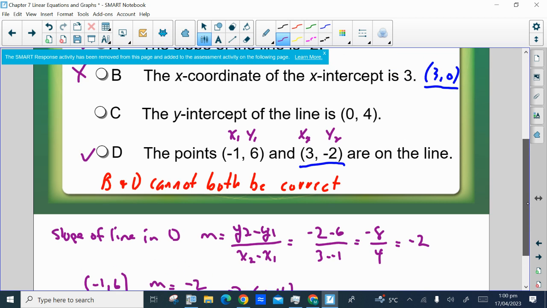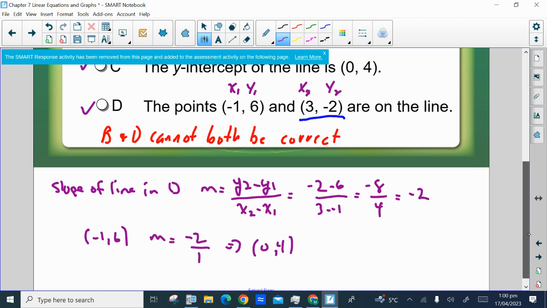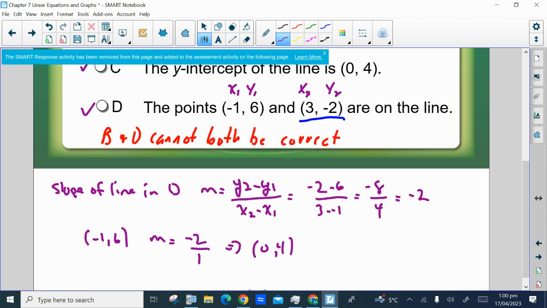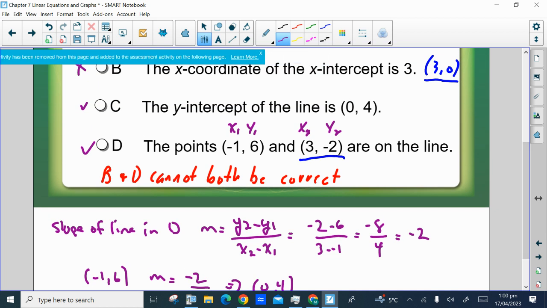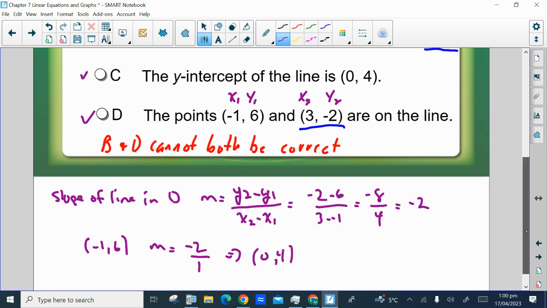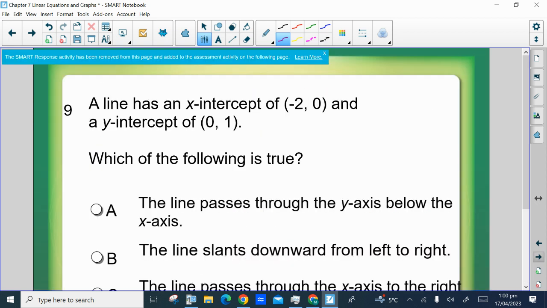So that proves that statement C is also correct. We took the point negative 1, 6, and we applied our slope of negative 2 over 1. And when you do that, you'll get the point 0, 4. So again, that just verifies that statement C is also correct. So on to the next one.